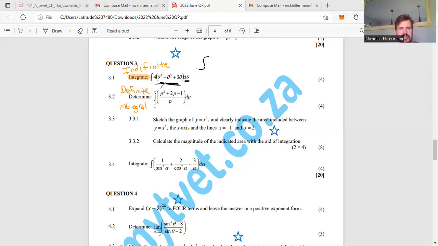So what I can do is, if you have 3 over 2 plus 4 over 2 plus 6 over 2, right? Let's just say that 3 plus 4 plus 6 over 2, can I separate each one? Yes, I can separate. So I'm going to say p squared over p plus 2p over p minus 1 over p.